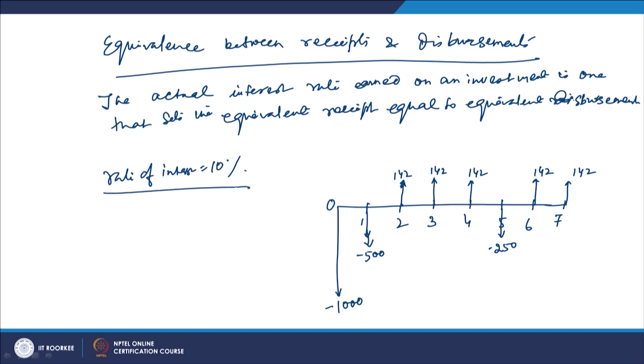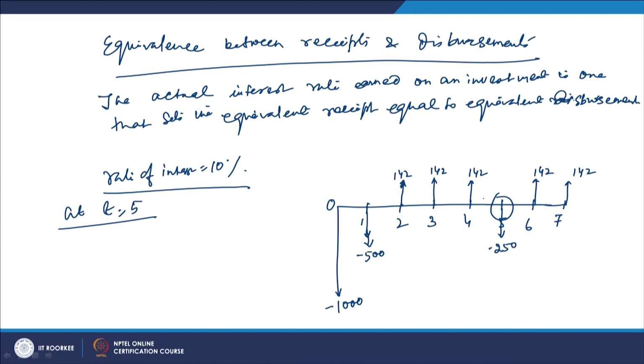So now you can check. Now what we do is we are going to calculate the equivalent value of all these receipts, 142 which is there at 4 points, and then we are also going to get the equivalent value of all these disbursements. So the purpose is we can have the equivalent values at any time, and the equivalent of all the receipts should be equal to the equivalent of all the disbursements at any particular time.